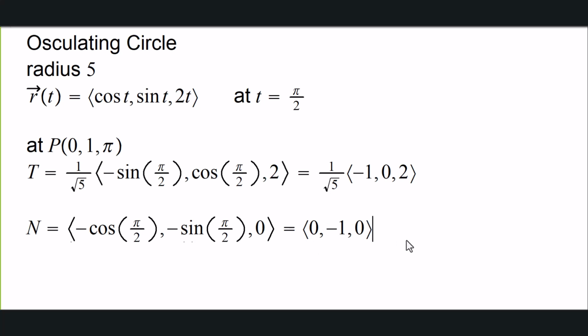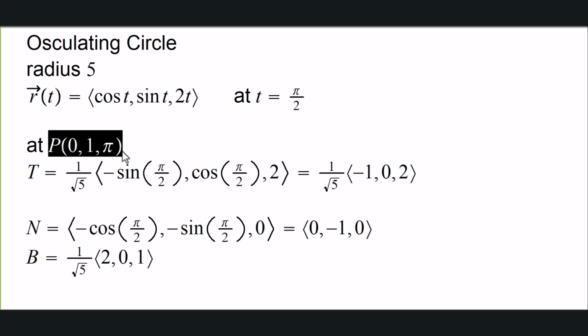And then for the binormal, what we have is, we can either take the cross product of these two or just go ahead and look right here. That is when t is pi over 2, that is 1. This is 0, and that is 1. So binormal at 0, 1, pi would be this.